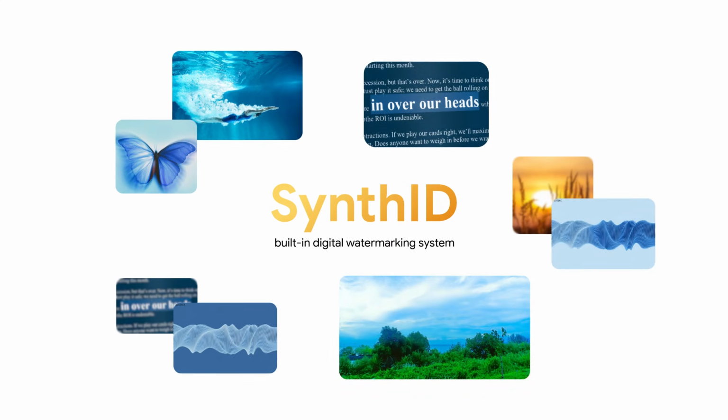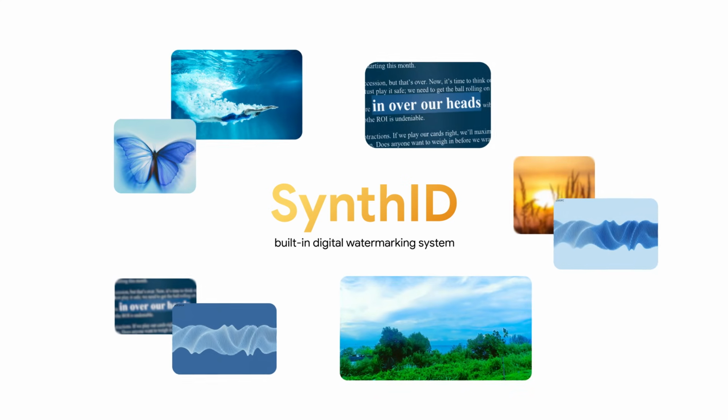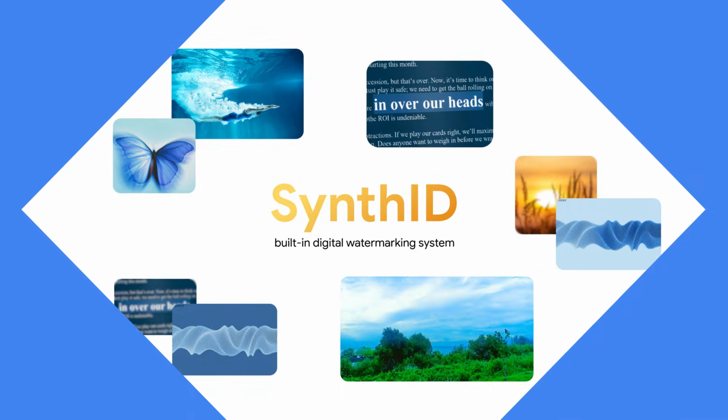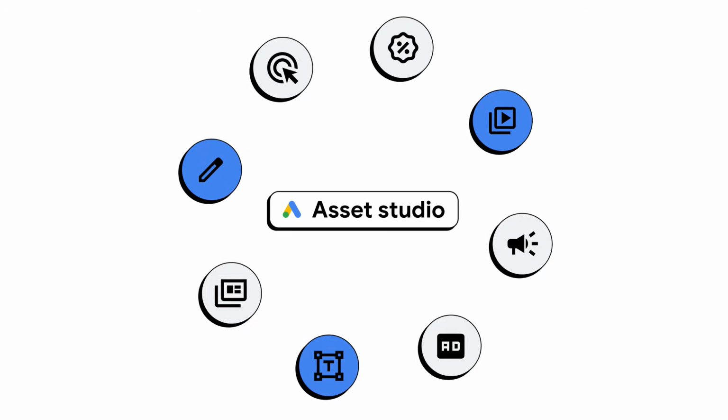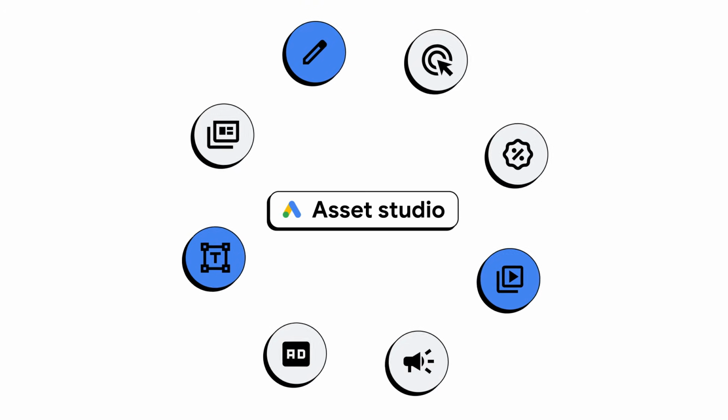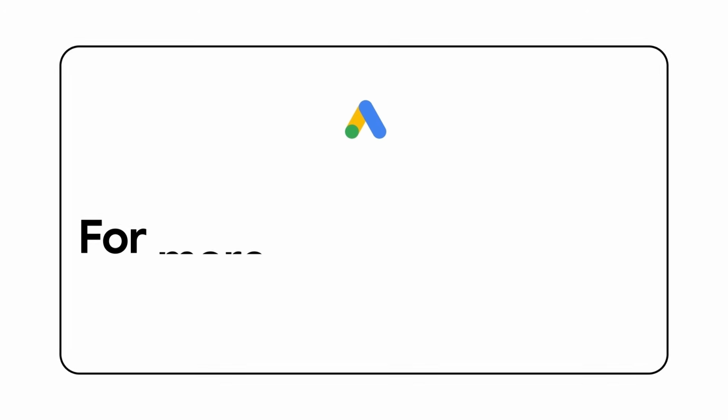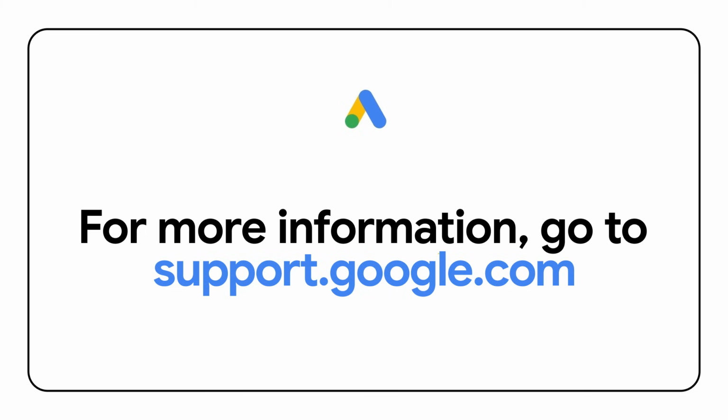For transparency, images generated or edited using Google AI include SynthID, a built-in digital watermarking system. Whether you're building videos, editing images, or developing text, Asset Studio simplifies production to help you launch campaigns faster. To start building your assets, navigate to Asset Studio within the Tools menu of your Google Ads account.